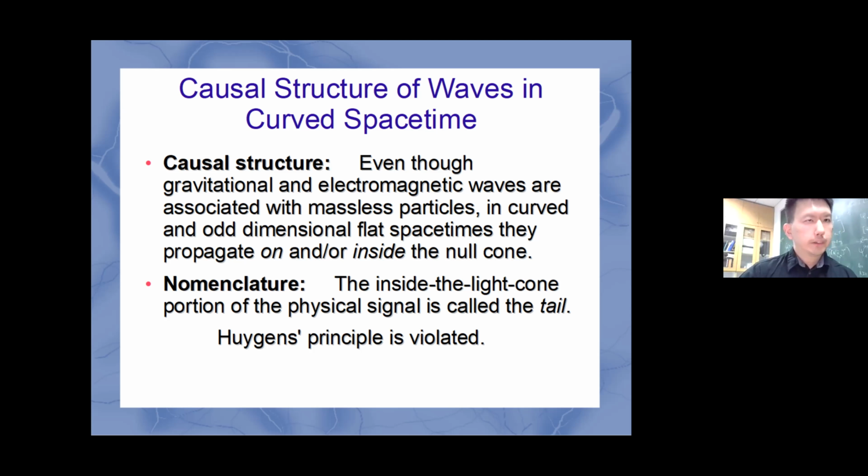There's some nomenclature here. When these fields travel inside the light cone, sometimes people say that this is a violation of Huygens principle. And this part that travels inside the light cone is usually dubbed the tail.